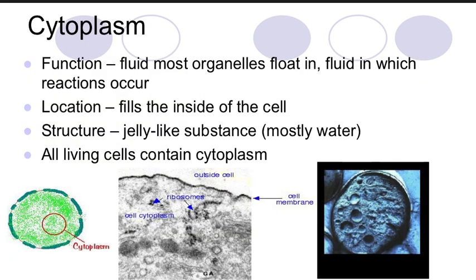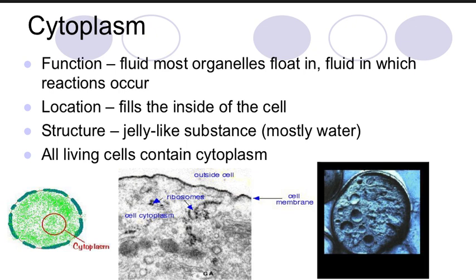Working our way inwards now, our next one is cytoplasm. This is going to be the fluid inside of the cell. It's where the organelles are located, where they're floating. That's also the fluid in which the reactions occur. We talked about in our last unit how a lot of reactions have to happen with things dissolved in water. So cytoplasm is not pure water, but it's mostly water.